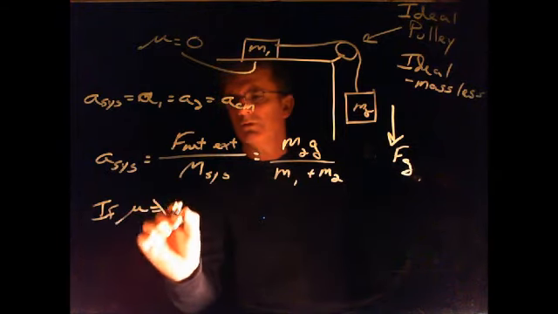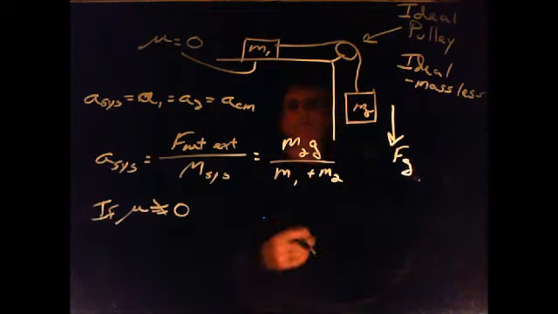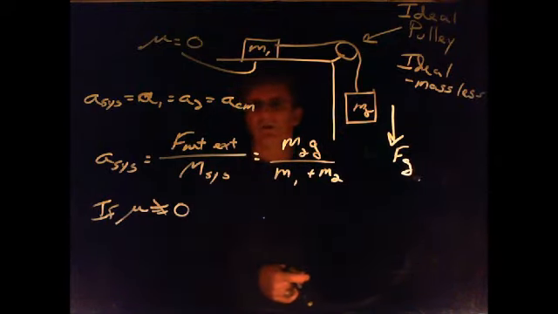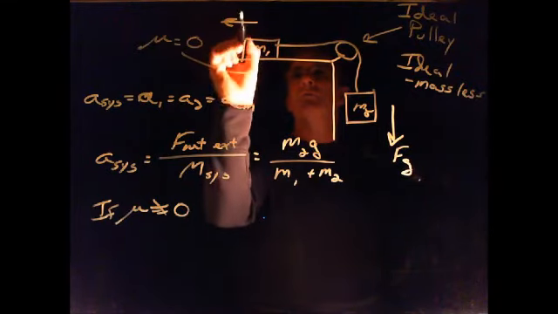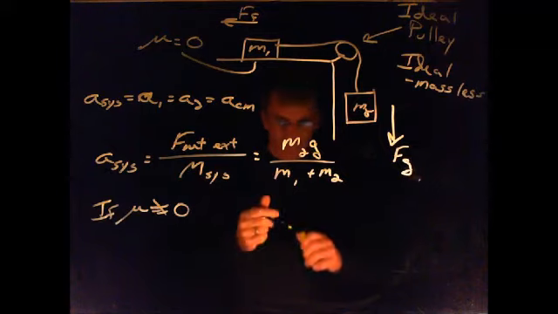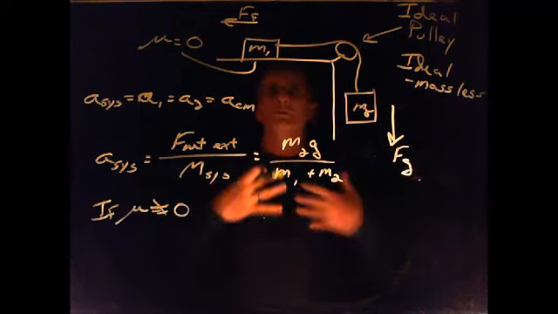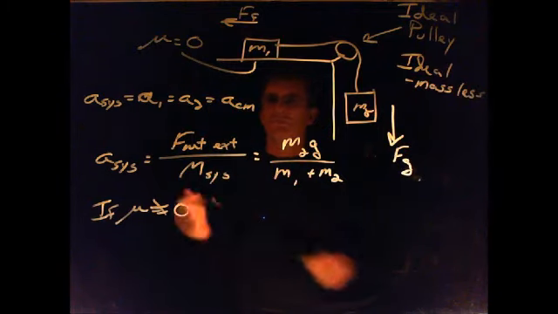If mu is not 0, it's on a rough surface, as problems like to say, we then have a frictional force that's affecting the motion of the system. It wants to slow it down. Gravity wants to speed it up. The friction force wants to slow it down.